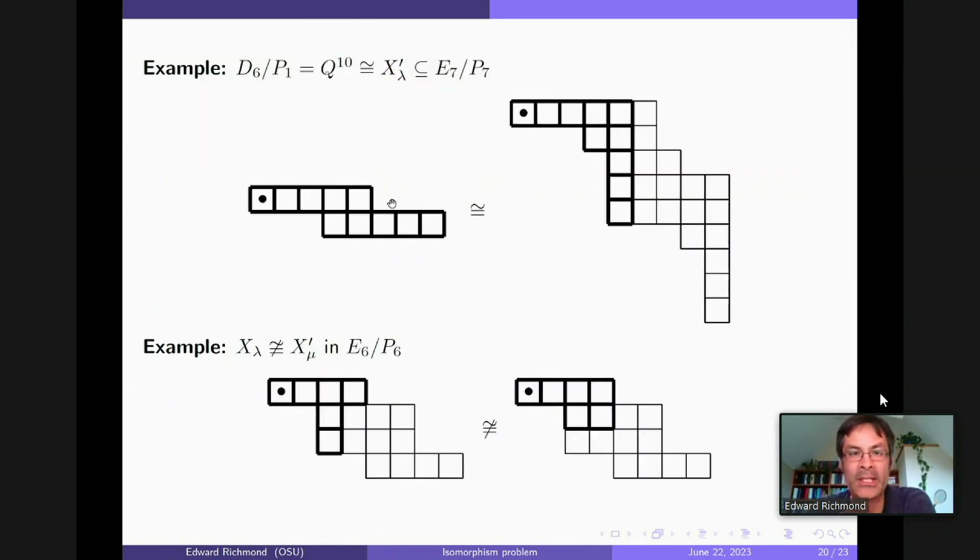Okay, some more fun examples. These end up being the same. This is like a line with a 2x2 box, and then another line of 3 boxes. This is basically the same thing: a 2x2 box, and then another 3 coming off. These are the same as posets. Here's an example of two Schubert varieties in E6 that are not the same.